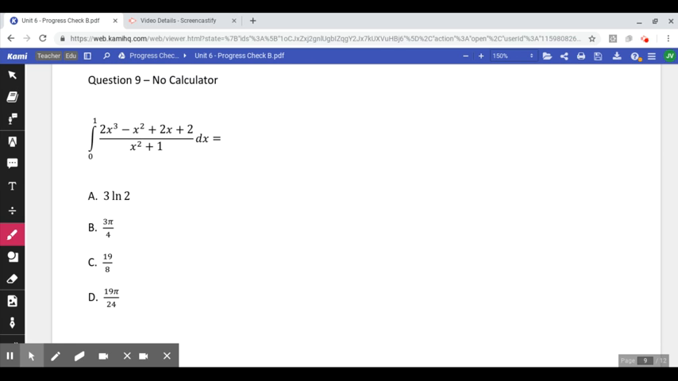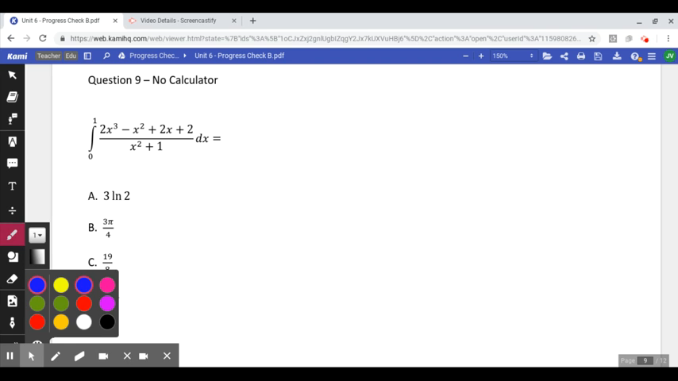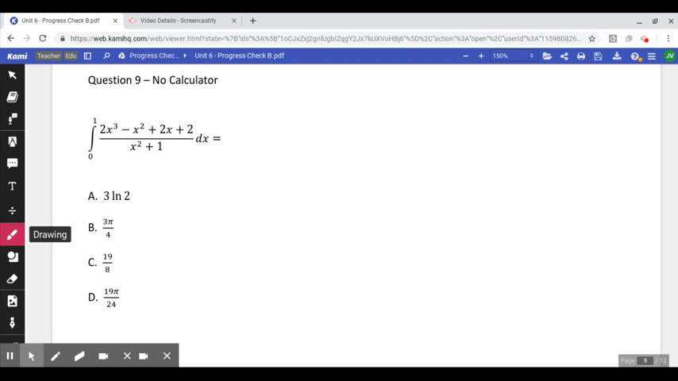In this question, which has to be done non-calculator, we have a definite integral. So we're going to need to do a few things here. We're going to need to find the antiderivative of this particular function, and we'll evaluate that antiderivative at 1 minus the antiderivative evaluated at 0. To find the antiderivative, it's a little tricky, but it's definitely doable.